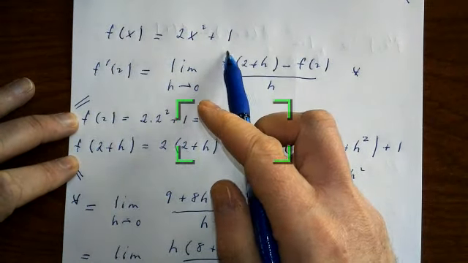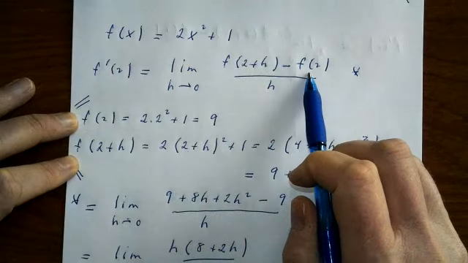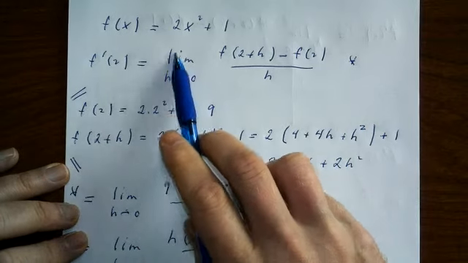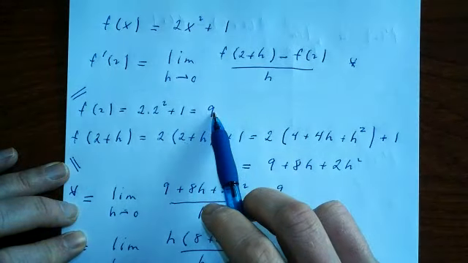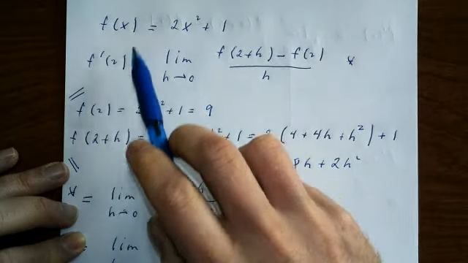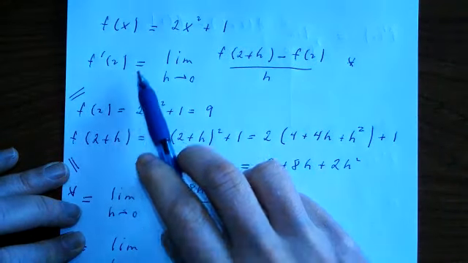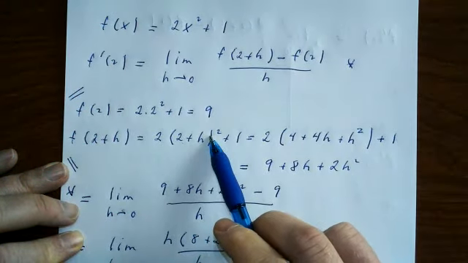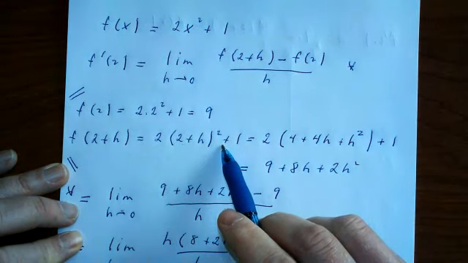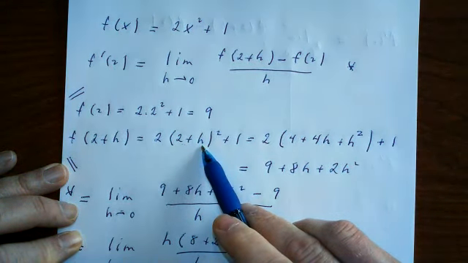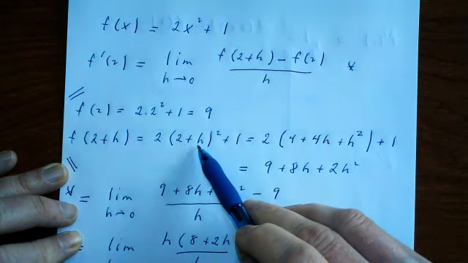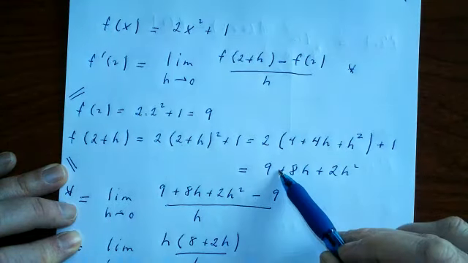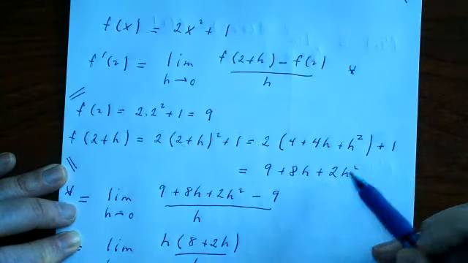F of x equals 2x squared plus 1, f prime of 2, expressed as a limit. Here I'm going to do my little side calculation. I'm going to plug 2 into f. I get 2 times 2 squared plus 1, which is 9. I'm going to take the formula for f and evaluate it at 2 plus h. In other words, wherever I see an x in my formula, I'm going to replace x with 2 plus h. I'm going to expand this quantity: 4 plus 4h plus h squared. I'm going to multiply that by 2 and add 1. It simplifies to 9 plus 8h plus 2h squared.